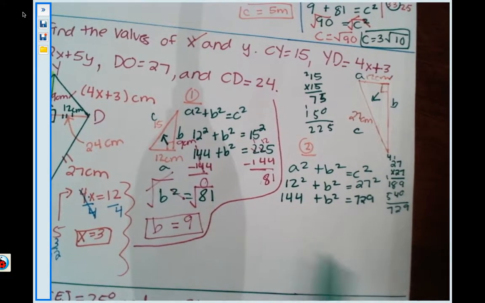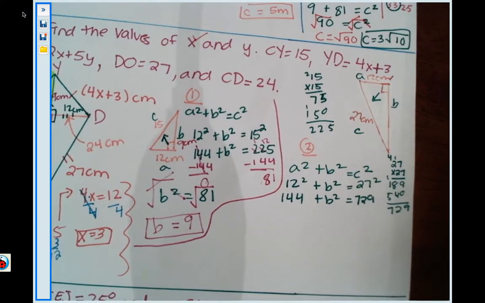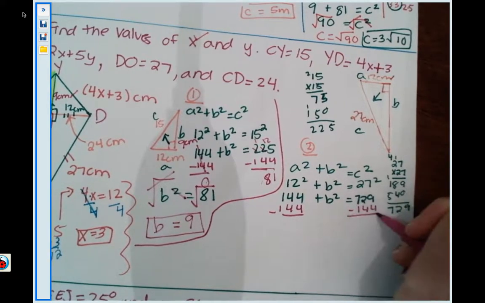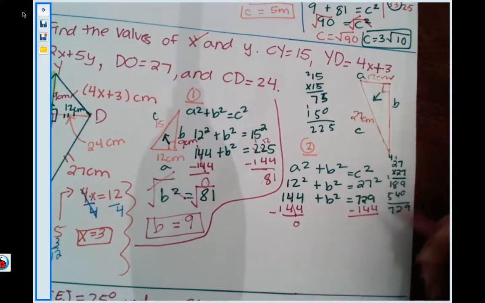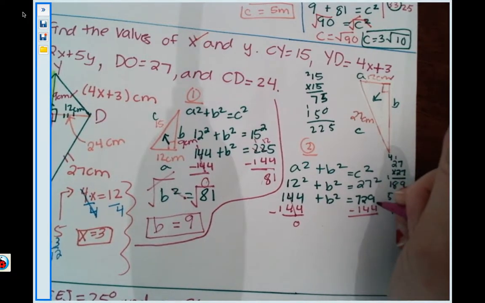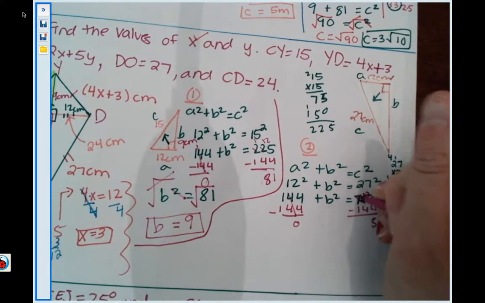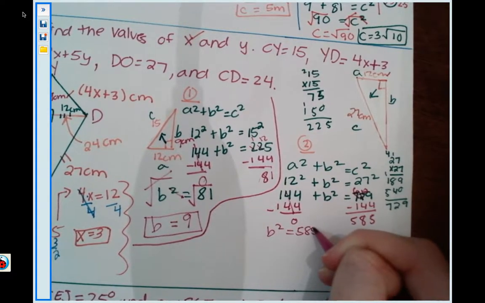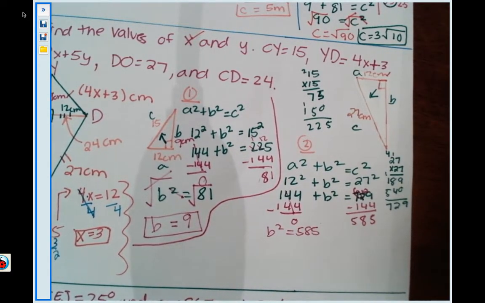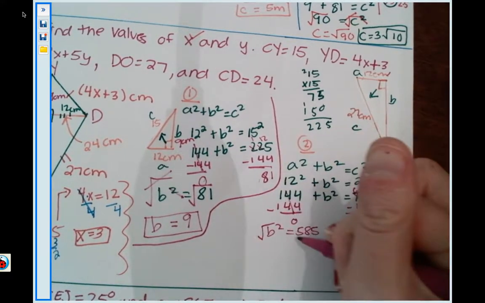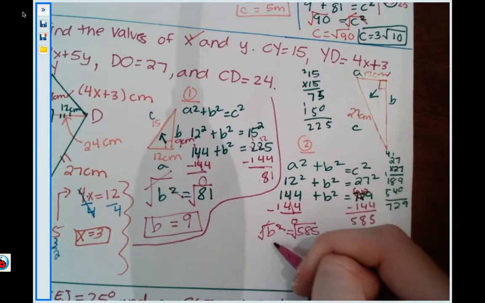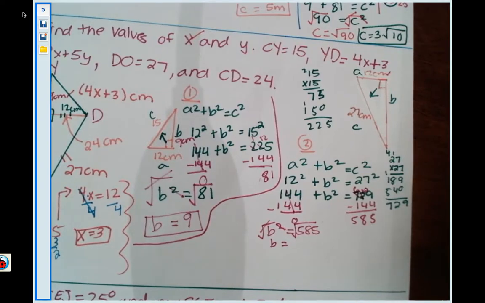Alright, so let's solve this for b. How do we bring 144 to the other side? We do, in fact, subtract the 144. These cancel and turn to 0. 729 minus 144 will give us a 5, an 8, and a 5. 585. So our b squared equals 585. And the way we undo a square is by square rooting that thing. The square root will cancel out the squared. So b equals the square root of 585.